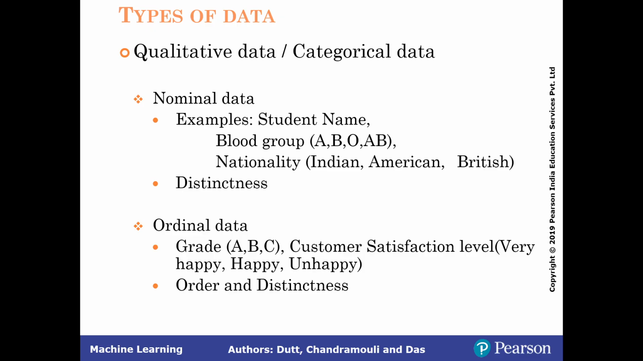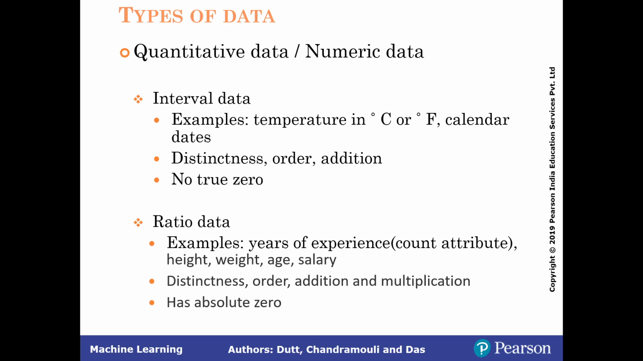Nominal data, you can't arrange in order. It's just values that you have. For example, student names: there is no concept of arranging, right? You can't say these persons are given first priority because of their name. There is no such concept. That data comes under nominal data.